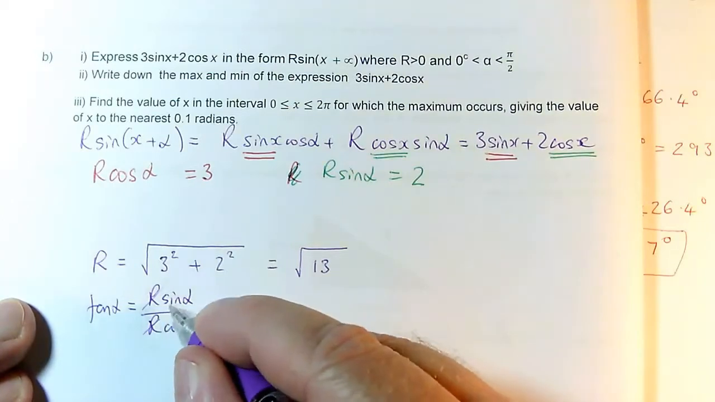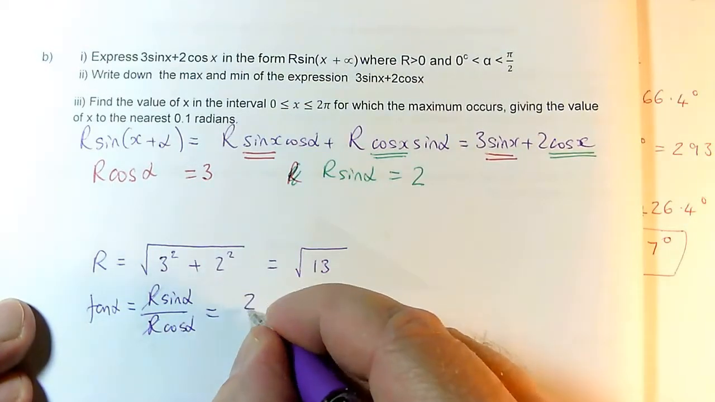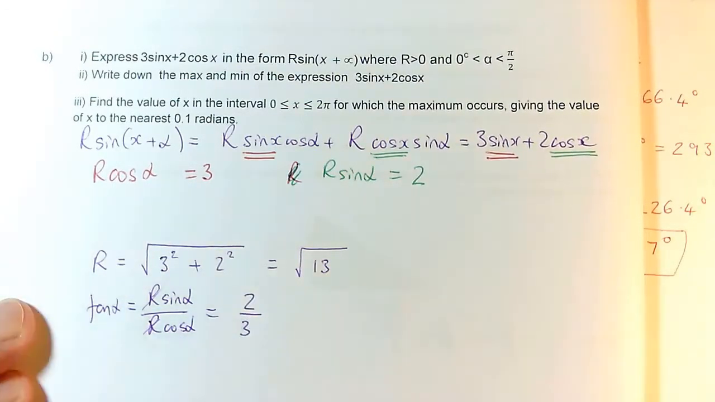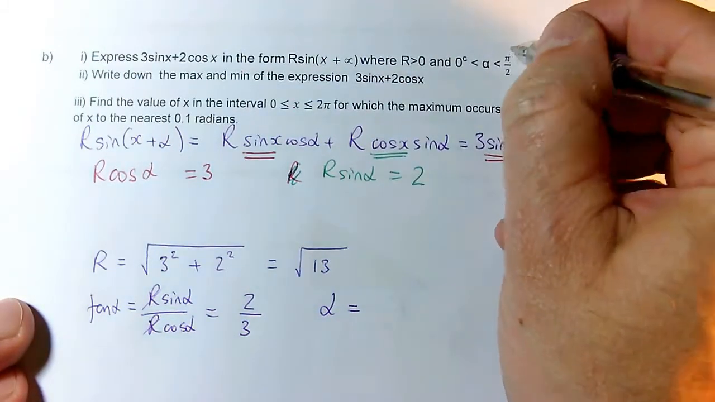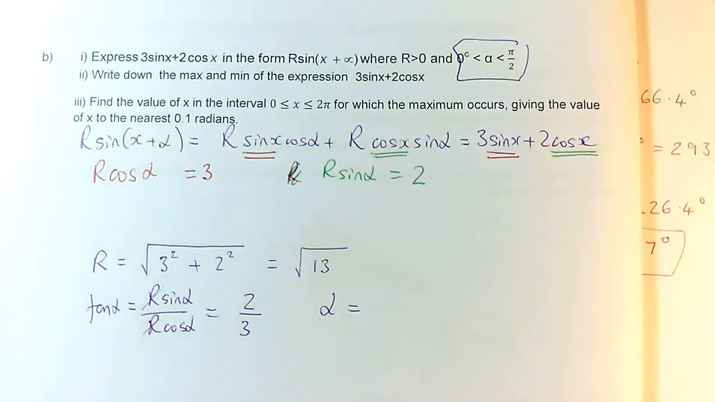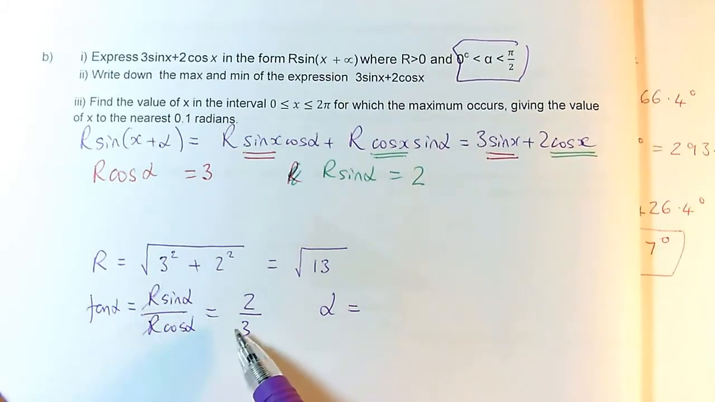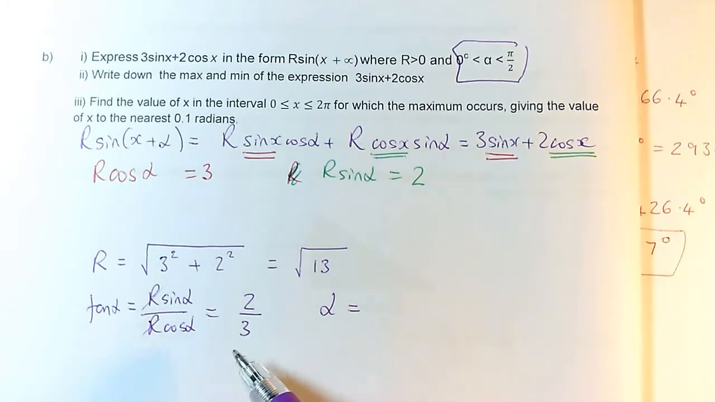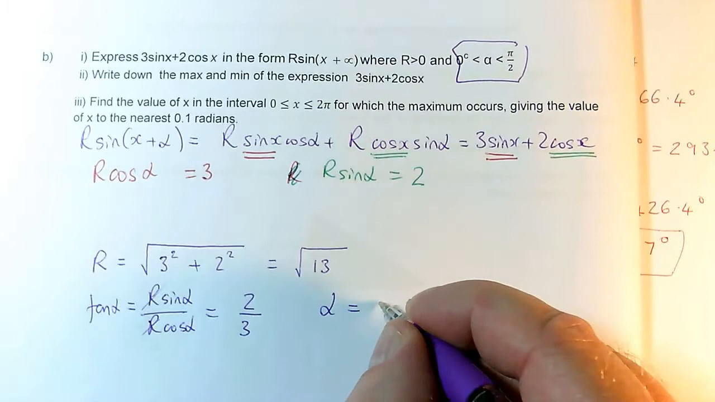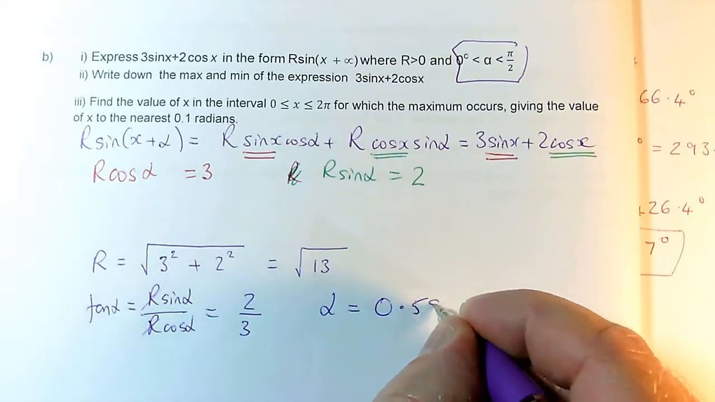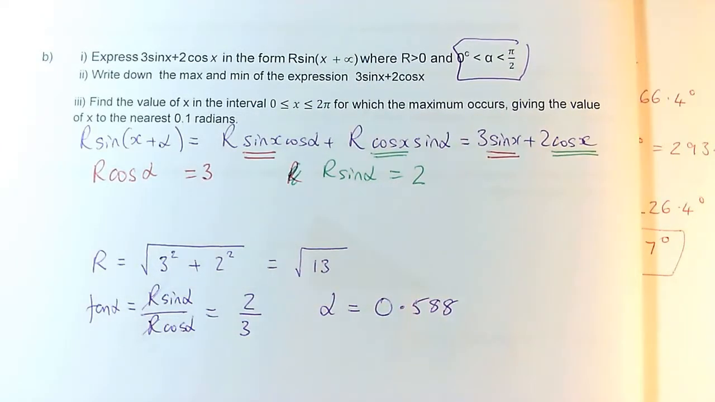But if the r's are in there, I know that r sine alpha is 2 and r cos alpha is 3. So tan alpha is 2/3. So alpha equals, well, they tell me that it's an acute angle. So although there are 2 solutions for tan alpha equaling 2/3, I know I want the acute one, so I can do inverse tan of 2/3 on my calculator. We're in radians, and my calculator is telling me 0.588 to 3 significant figures.